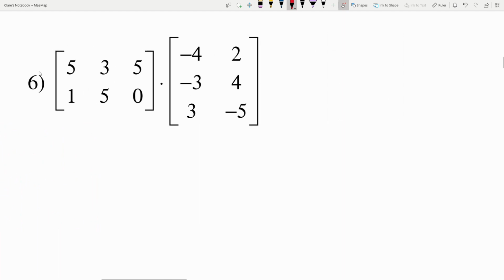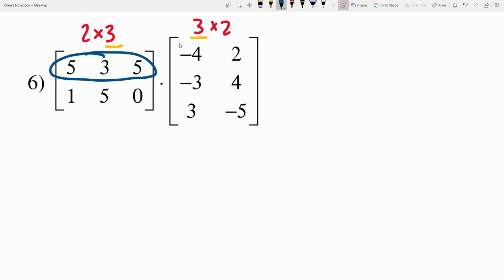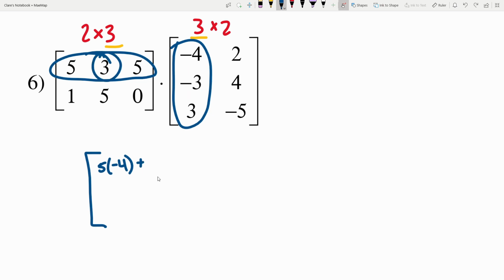In number 6, can we multiply? I have a 2 by 3 multiplied by a 3 by 2. Yes, we can, because my 3's match up, and it's going to be a 2 by 2 matrix. So, taking the first row and dotting it with the first column will give me my entry in row 1, column 1. So, 5 times negative 4 will get added to 3 times negative 3 plus 5 times positive 3.